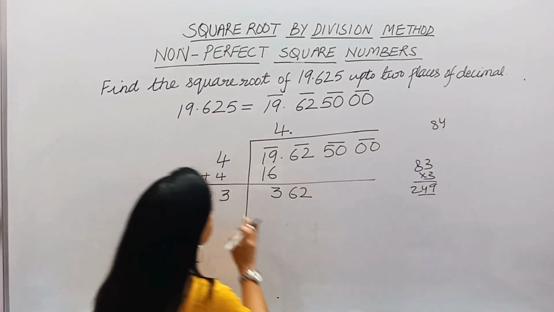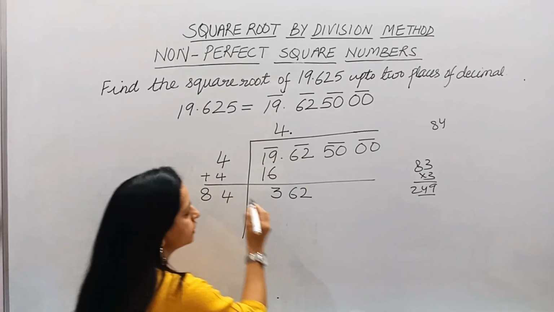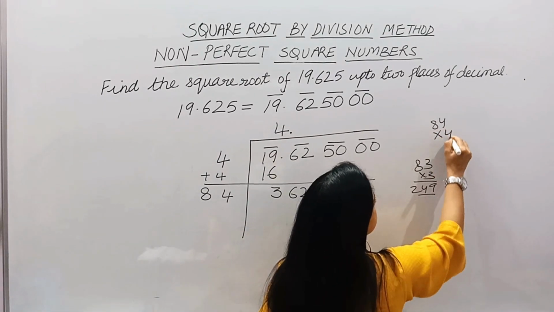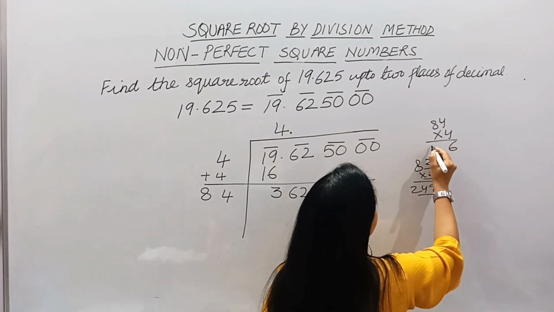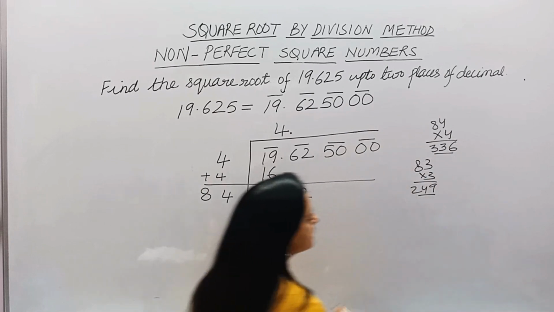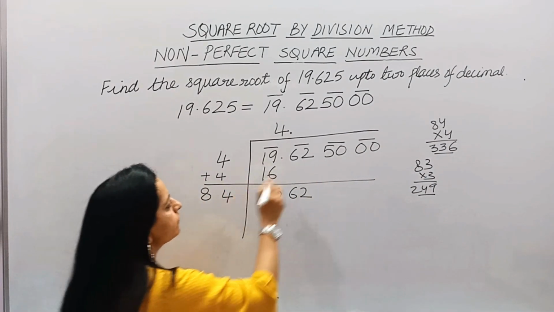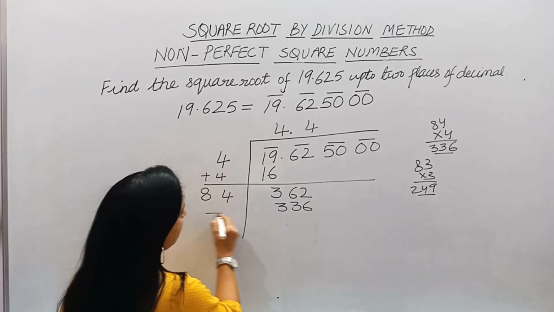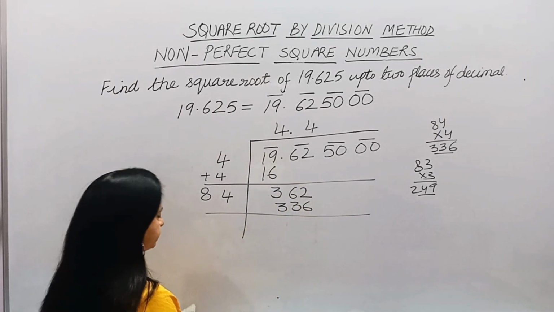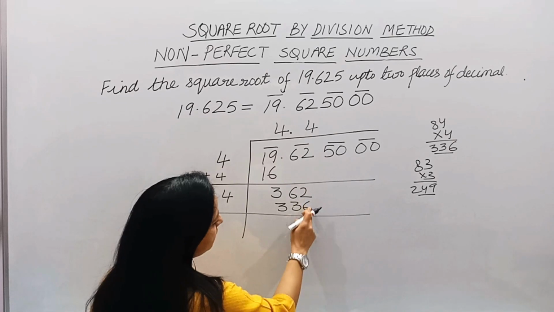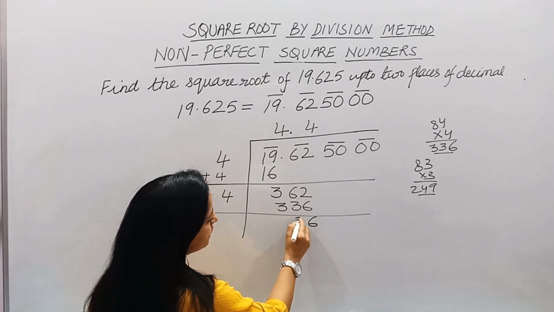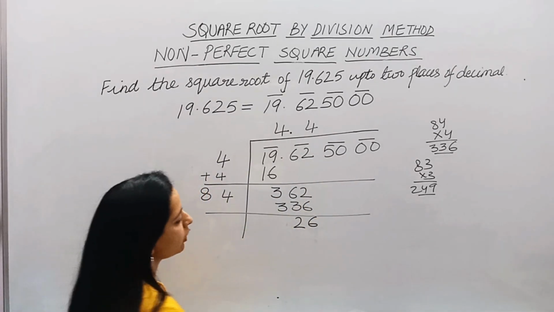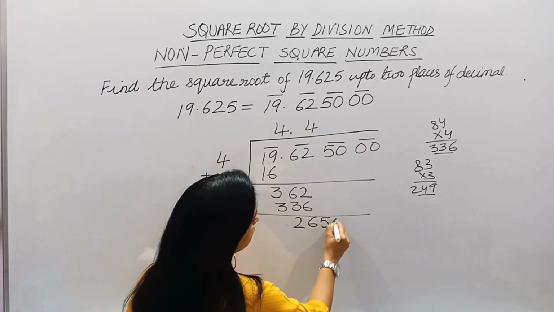Now instead of 3, we can write 4. So if I am writing 4, 84 will be multiplied by 4 and we get 336. So I have written here 4 and I am writing here 4, 336. Now we will subtract this. 12 minus 6 is 6 and 5 minus 3 is 2. We got 26. Now we will bring this pair down.